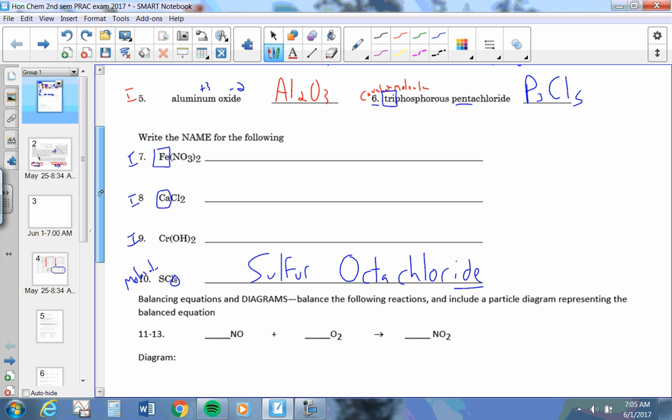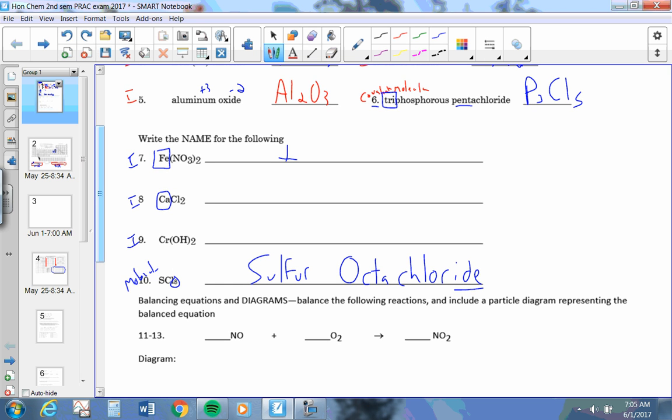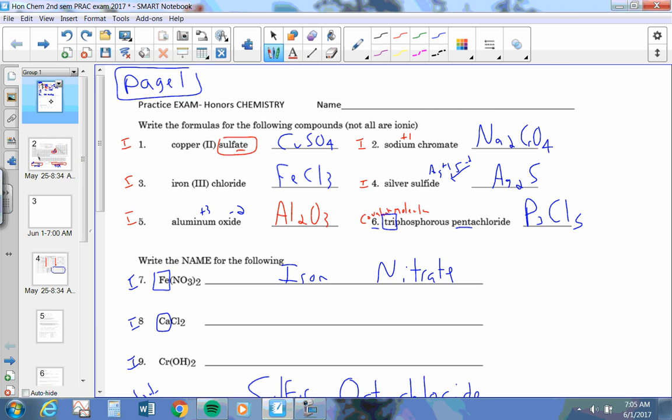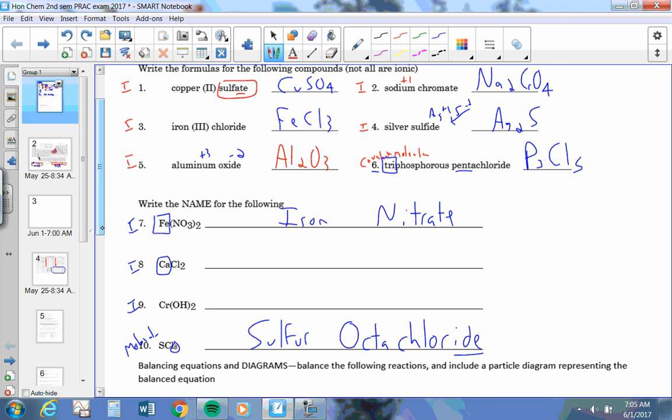NO3, that's nitrate. Iron, nitrate. But that iron is a transition metal. All the transition metals, well, except these 3 that I circled earlier, all the transition metals need a Roman numeral to let you know what the charge of iron is. I'm going to have to do a little bit of dissection of iron nitrate to figure out its charge in this case, because there's different types of iron nitrate.